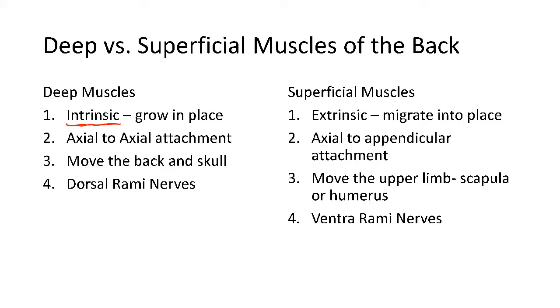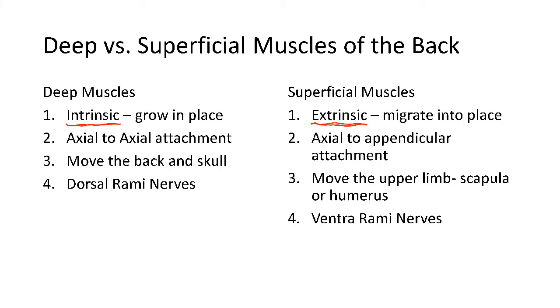Versus superficial muscles are what we call extrinsic, which means they grow into place, they migrate. So extrinsic muscles actually start in the shoulder and their fibers grow towards the vertebra and the skull to attach. They don't start in place, they have to grow into place, which is why they are extrinsic or migratory.